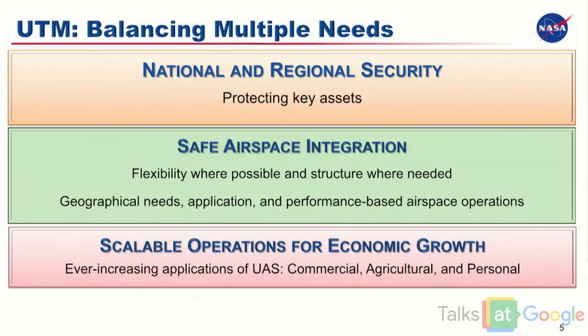In terms of U.S. traffic management, we are really trying to balance three goals. First goal is national and regional security. We want to make sure that the drones either accidentally don't go where they shouldn't go, such as the White House and Wall Street and a number of key assets on the ground, as well as we don't have rogue operators that go and create damage intentionally. So we have to worry about the national and regional security.